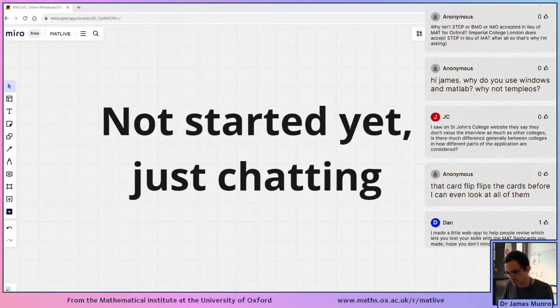I know Imperial and Warwick do this complicated thing where they use different exams at different times. Although I'm not sure that Imperial, does Imperial really accept STEP? I'm going to fact check that, I think. Does Imperial really accept STEP instead of MAT? Not certain, you'd have to ask Imperial.